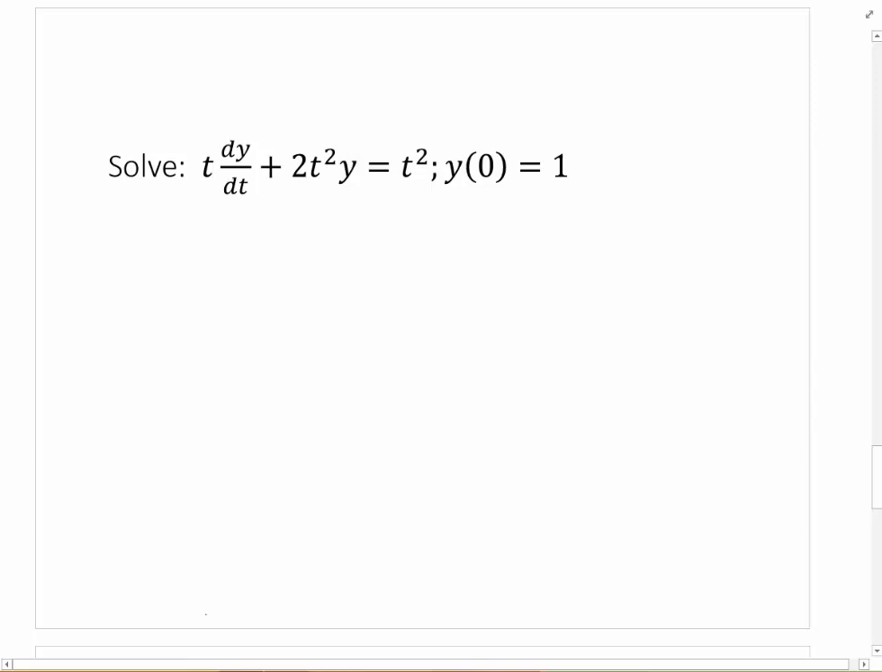So we were asked to solve t dy/dt plus 2t squared y is equal to t squared, and here we're given an initial value. So this is an initial value problem. y of 0 is 1. Now again, this would be a good time to maybe pause. Try this one on your own before you watch me do it.